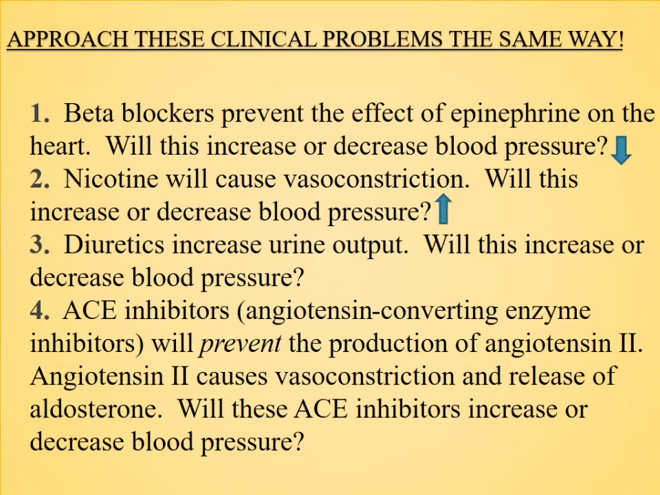Nicotine will also cause vasoconstriction. Will this increase or decrease? Of course, this will increase. Diuretics increase urine output. Will this increase or decrease blood pressure? It should decrease it. Is your head spinning yet? I know.